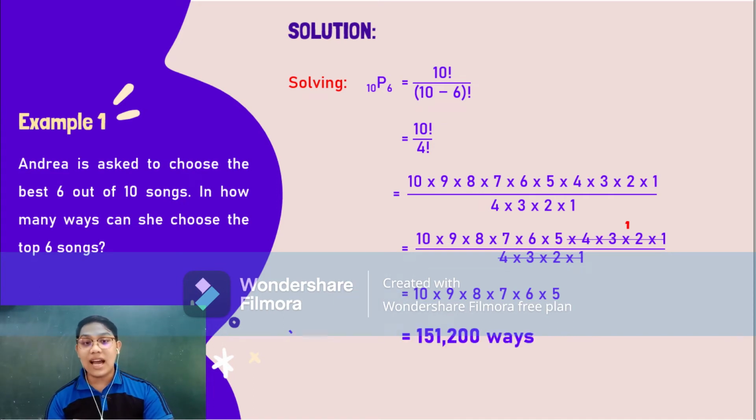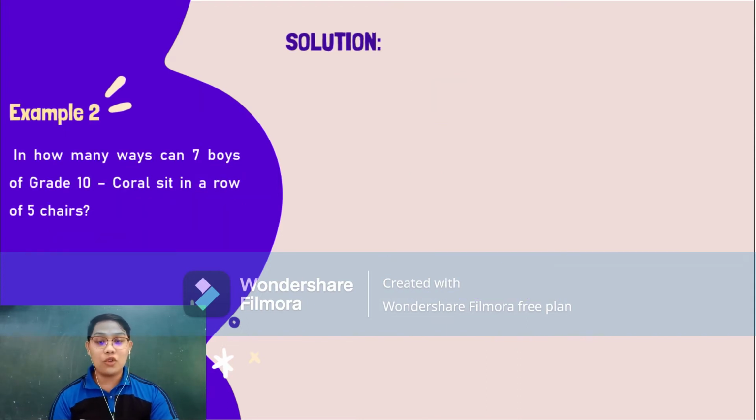Therefore, Andrea can choose the best 6 out of 10 songs in 151,200 ways. Moving on to example number 2. In how many ways can 7 boys of grade 10 choral sit in a row of 5 chairs? Same thing that we did in example number 1, we need to find a keyword.